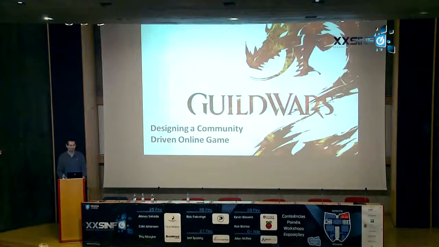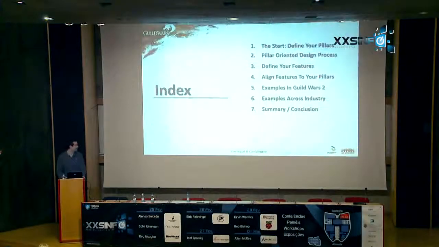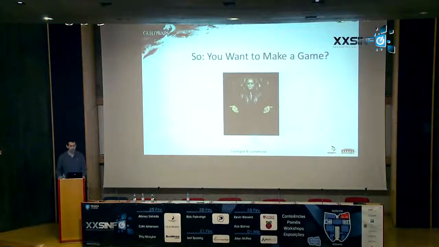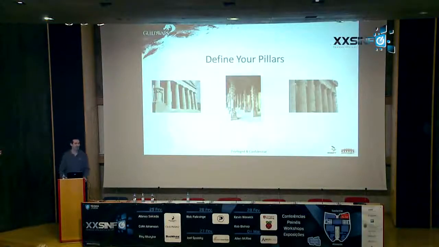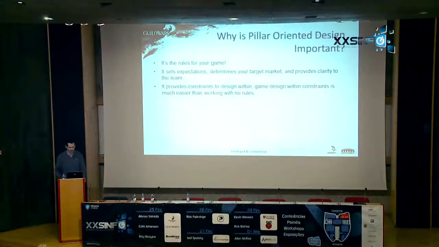So let's talk a little bit about the process of designing video games. So you want to make a video game. The very first thing that you need to do is define the pillars for your game. This is extremely important. It's something that for us at ArenaNet, making Guild Wars 2, made all the difference in the design choices that we made for our game. So what are your pillars? These are the rules for your game. This is basically the guidelines that you're going to use.